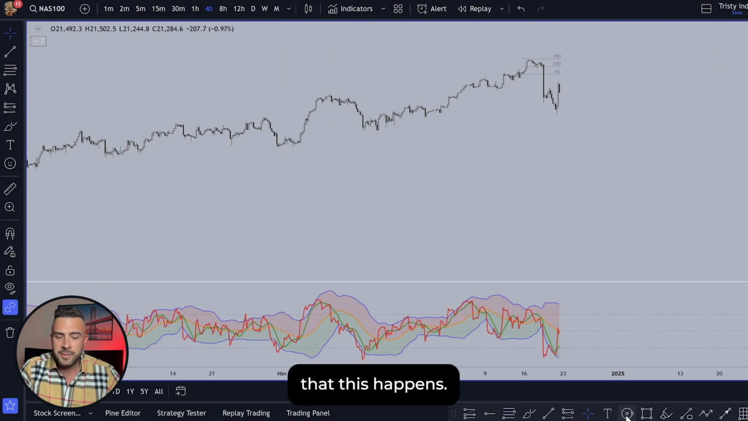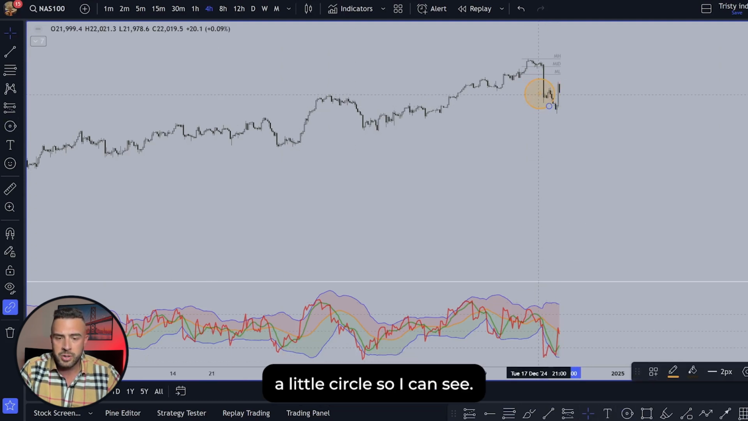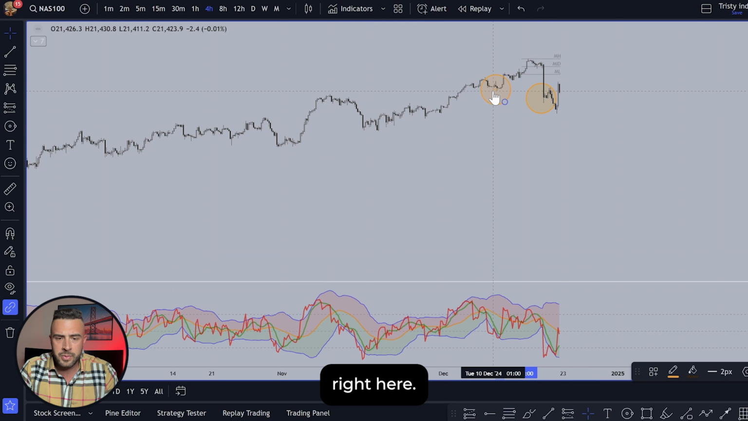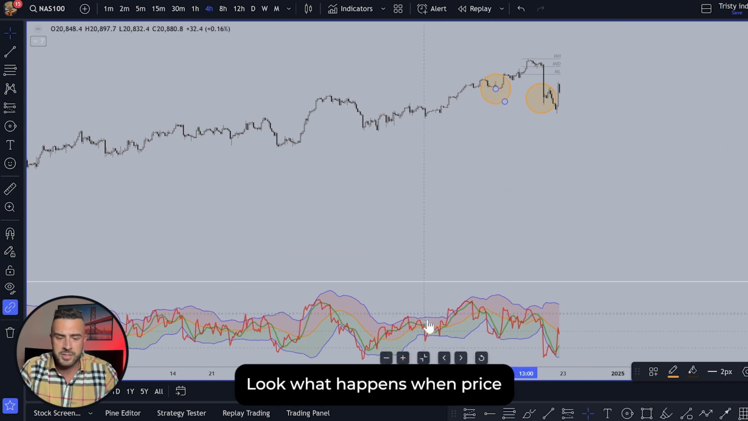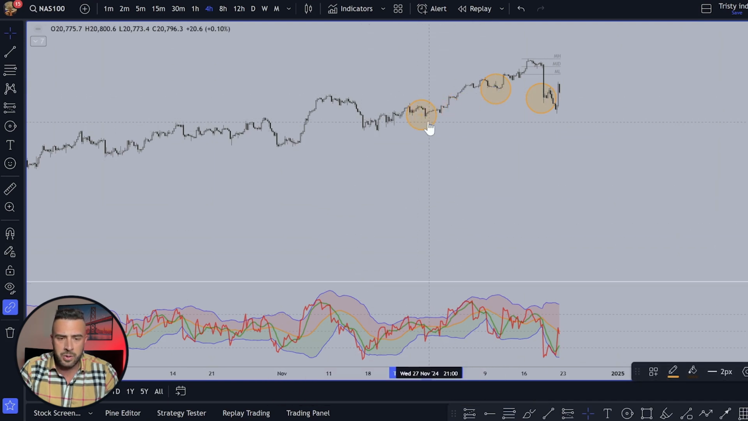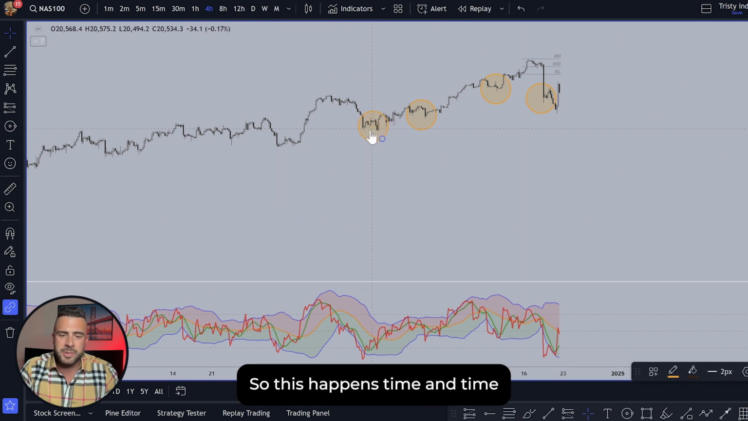So if we go ahead and exit this, you can see here on the 4-hour, I'm going to mark every single time that this happens. You can see there's one right here. If we mark this, we'll put a little circle so everyone can see. And then there's another one right here. Every single time we pierce this, look what happens to price. It happens again right here, there's another one right here, and another one right here. So this happens time and time again.